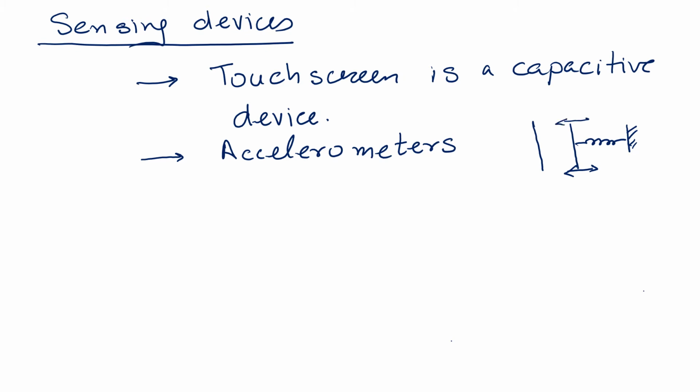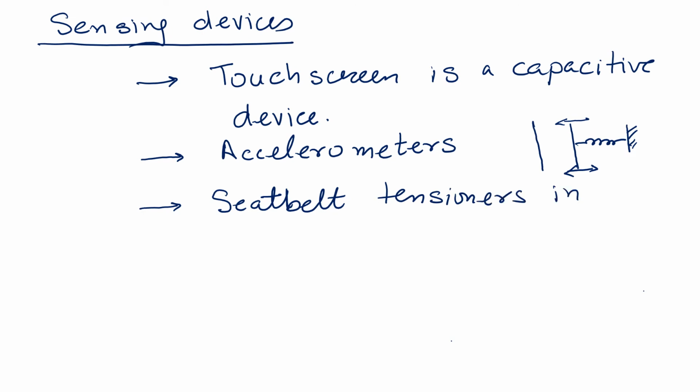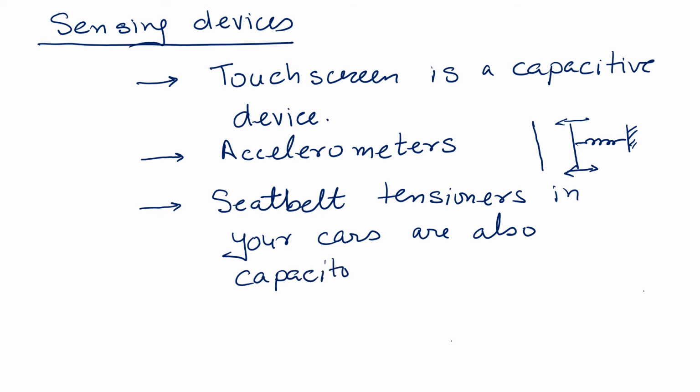As this plate moves, the capacitance changes, and the frequency with which this change happens would be related to the acceleration. The seatbelt tensioners in your cars are also effectively capacitors, and both these applications are built based on what are known as micro electromechanical systems.